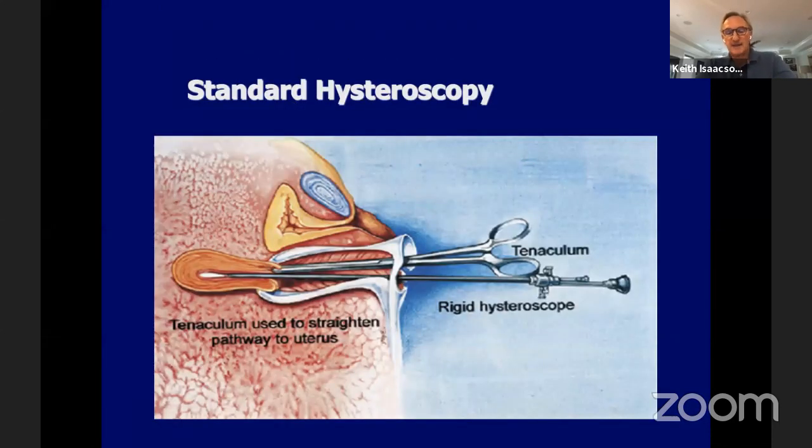So, I think what's helped office hysteroscopy is that we no longer utilize this standard approach where we put in a speculum, put in a paracervical block, put a tenaculum on, and pull the uterus down to put in a hysteroscope. And this causes discomfort. It causes discomfort when you put in the speculum, when you put in the paracervical block, and when you pull on the uterus.